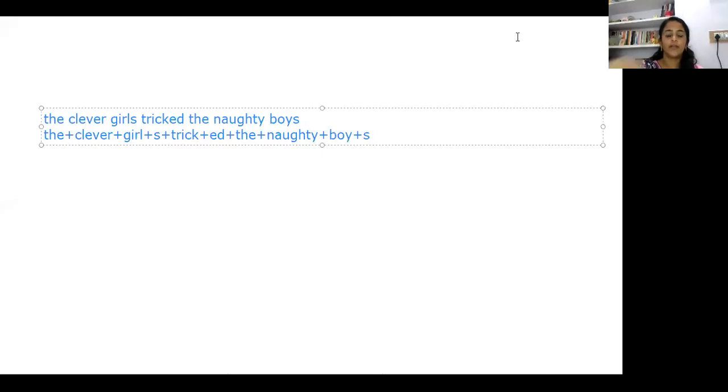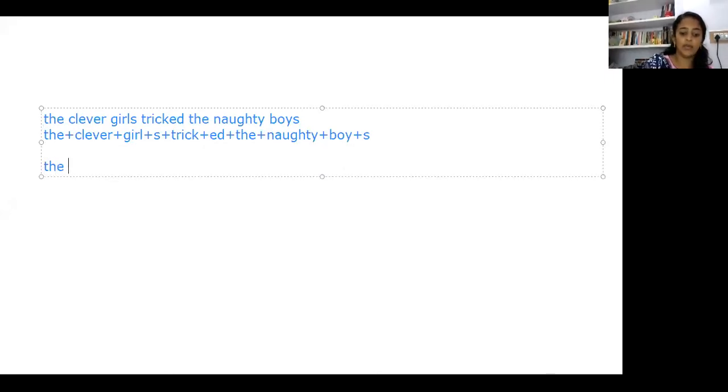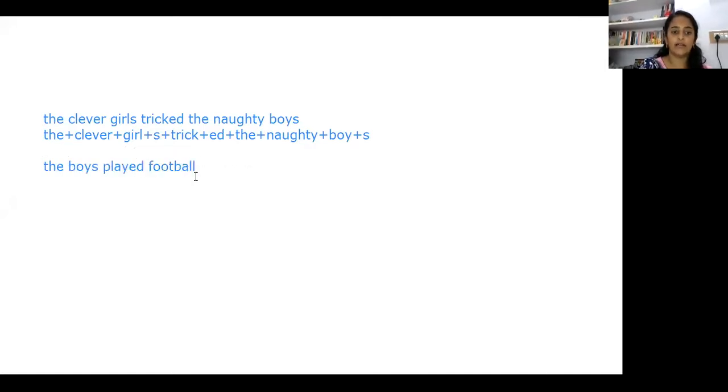So we can say that this particular sentence has 10 morphemes. Count it, it has 10 morphemes. Let's look at another sentence. The boys played football. When you break it down, you have the, and then you have boy plus s, so that's 2 morphemes. Played, again 2 morphemes, play plus ed. Football, again 2 morphemes, foot plus ball. So in this particular sentence, you will see that there are 7 morphemes.